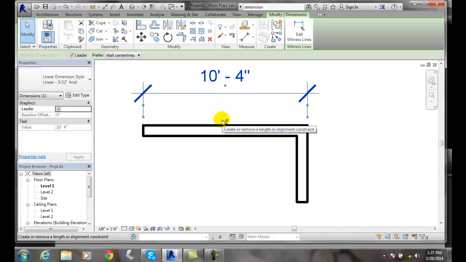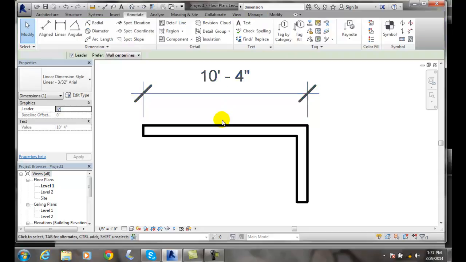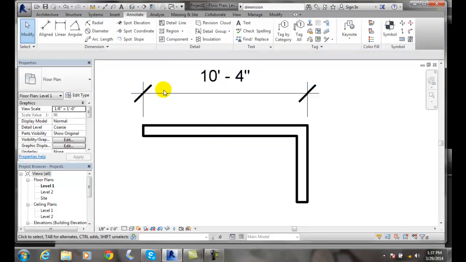Okay, so dimensioning terminology, once again, dimension line is the horizontal line, dimension text is 10 foot 4, tick marks is the diagonal ones that at the intersection of our dimension line and witness line. The witness lines are the vertical lines that show the extent of the measurements.